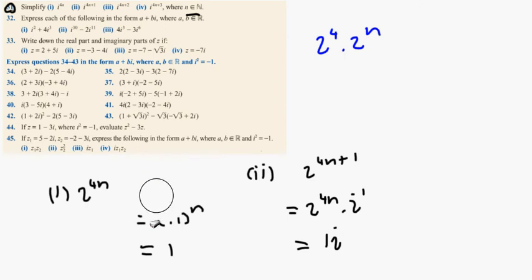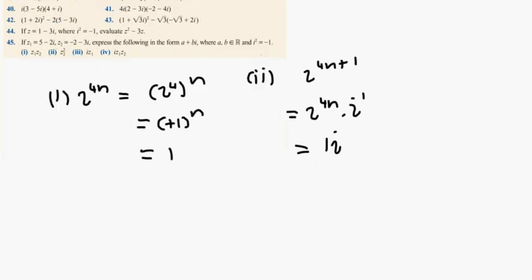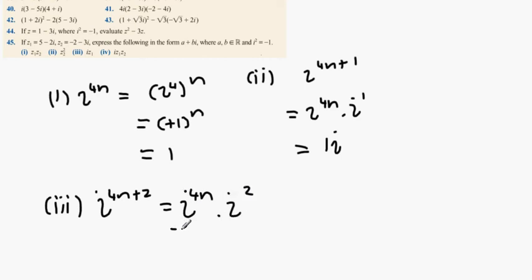Then the next one is going to be i to the 4n plus 2. And i to the power 4n plus 2, once again it's going to be i to the power 4n, i to the power 2. And then what we're going to get here is i to the 4n is 1, and then i to the power 2 is always minus 1. 1 times minus 1 is minus 1.